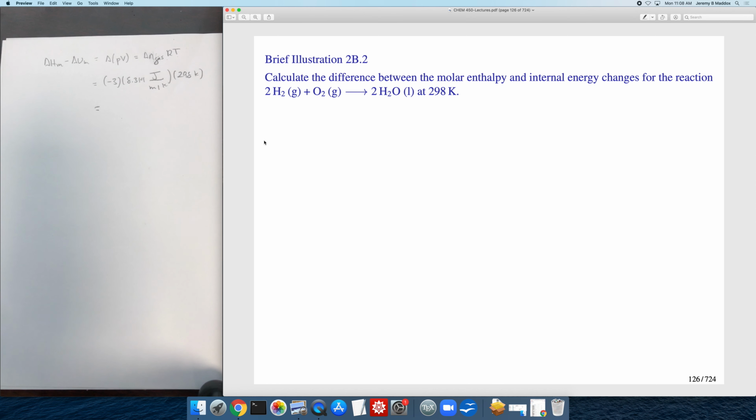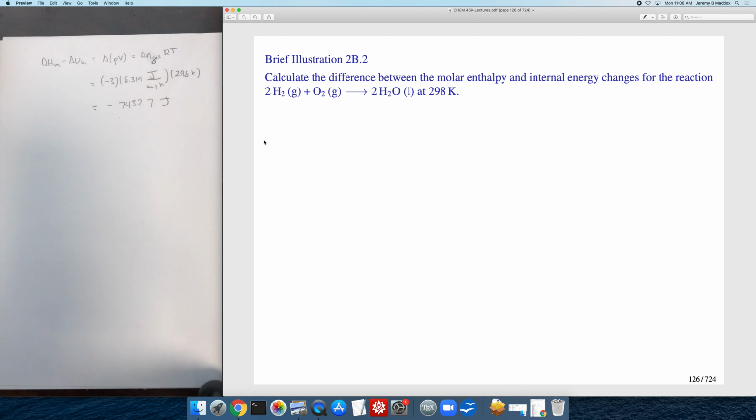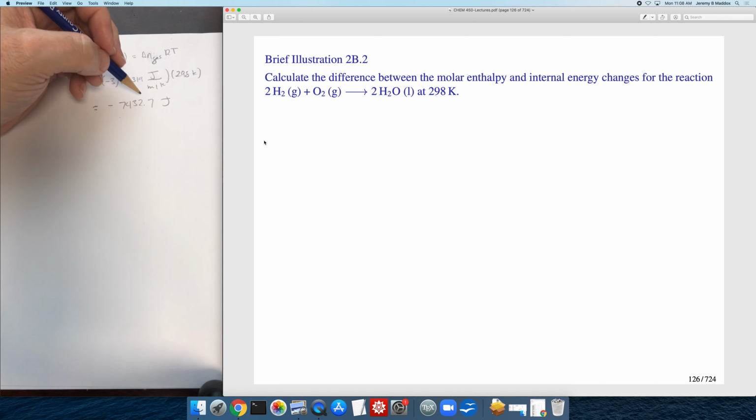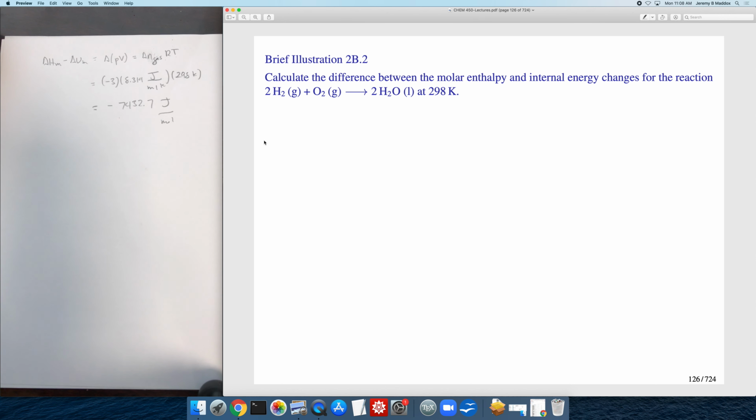So we'll do this calculation. And you get minus 7,432, that would be 7.4 kilojoules. Okay, so you can see that that's a lot larger, and that would be per mole of reaction. That is a much larger number for this reaction than it is for the condensed phase reaction that we looked at. So for gaseous reactions, there's a big difference between delta H and delta U.